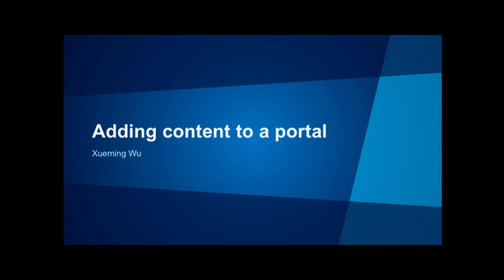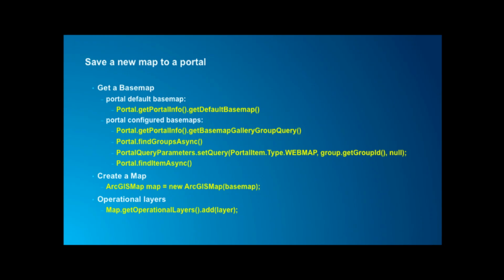Now, Stuart has shown you how to search for your content in your portal, and now you may want to create your own content and add it to a portal and share with your organization or your groups. So the most common workflow is to create a new map and then save the map to your portal. A map generally consists of a base map and optionally some operational layers.